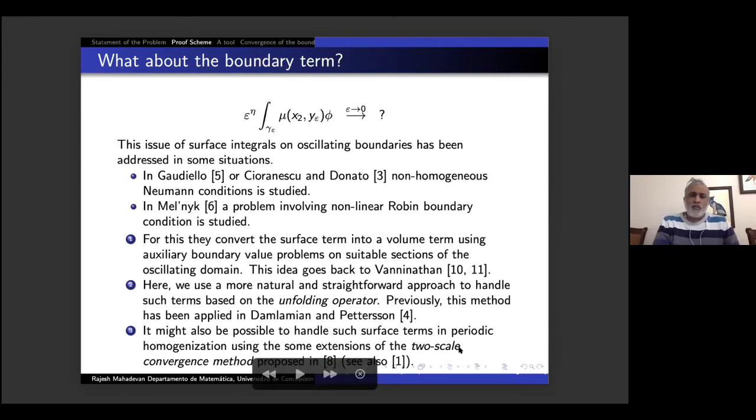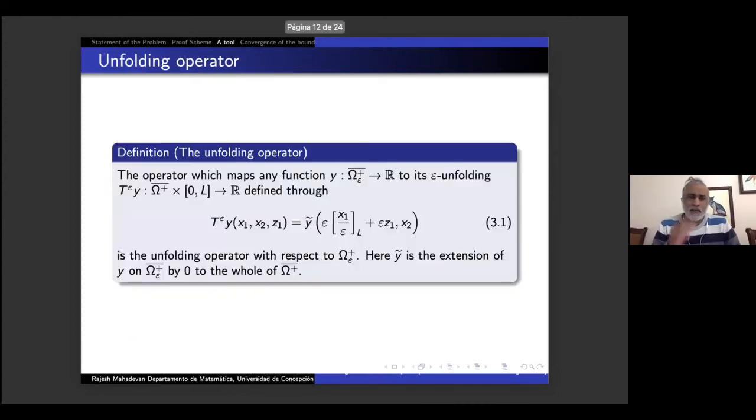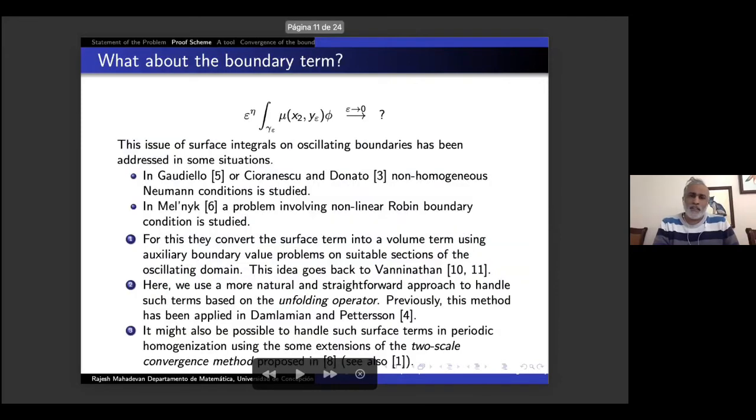There are also other alternatives to handle these kinds of surface oscillations, using adaptations of the two-scale convergence method by Marius Radu, and I won't go into these other ideas. But let me briefly recall the unfolding operator. The unfolding operator is given in omega plus epsilon, remember, the upper part of the domain, which is oscillating.